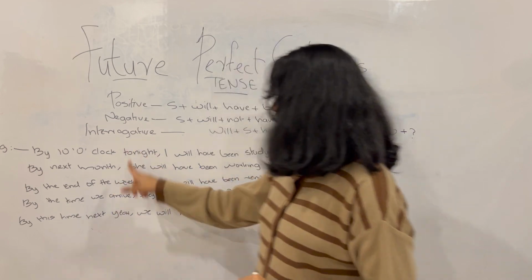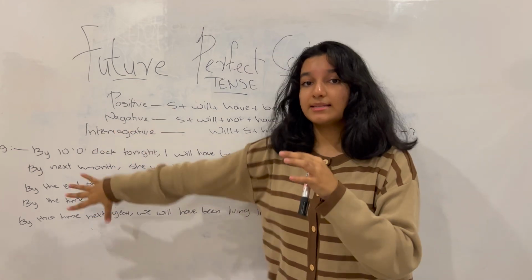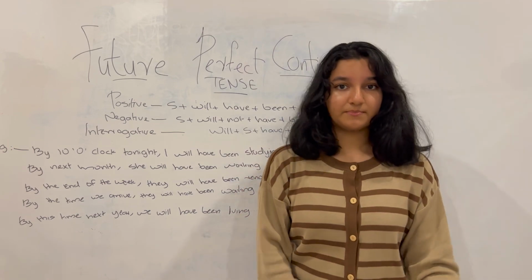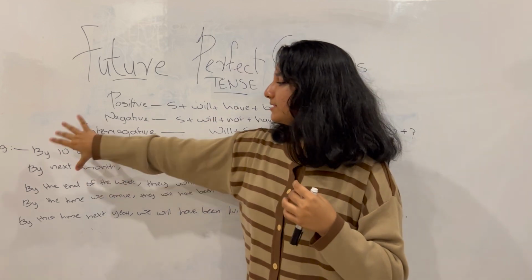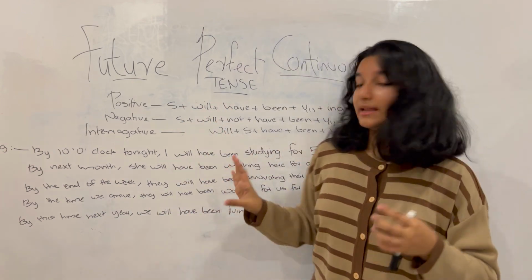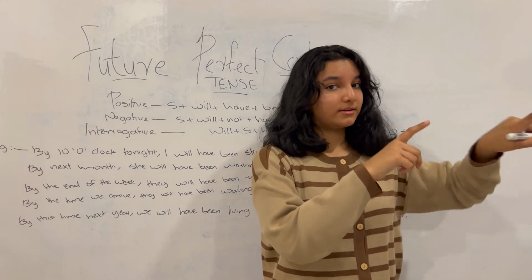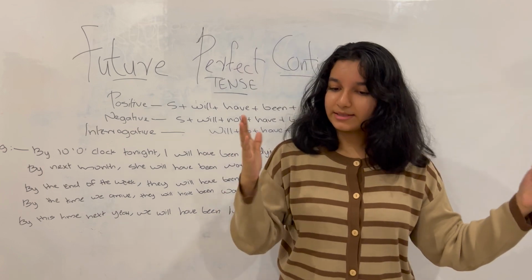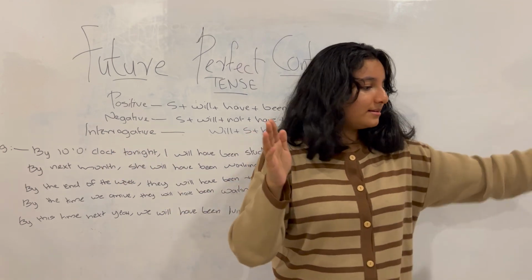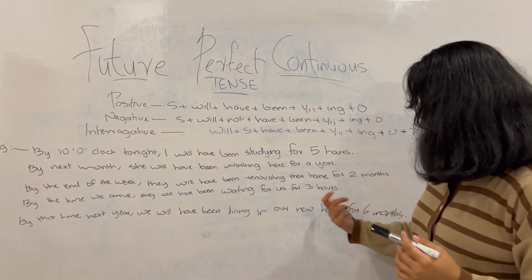Now we can see here, all of these actions are saying that by this time this happens, this action will have gone on for this amount of time. So it's saying by this time, this is in the future. In the future, by this time, this action that is going on currently will have ended, and when that ends, the time that the action has taken is what's given over here: 5 hours, a year, 2 months, 3 hours, 6 months.